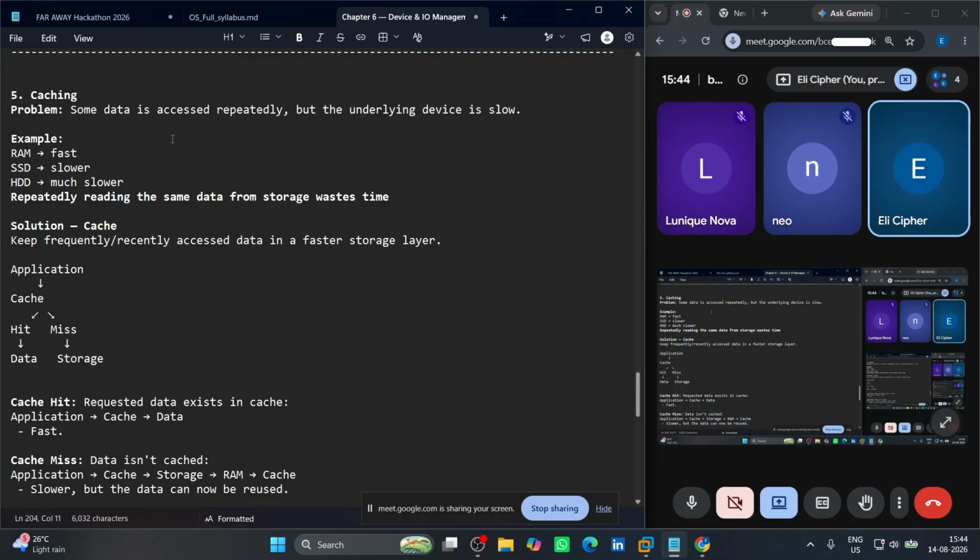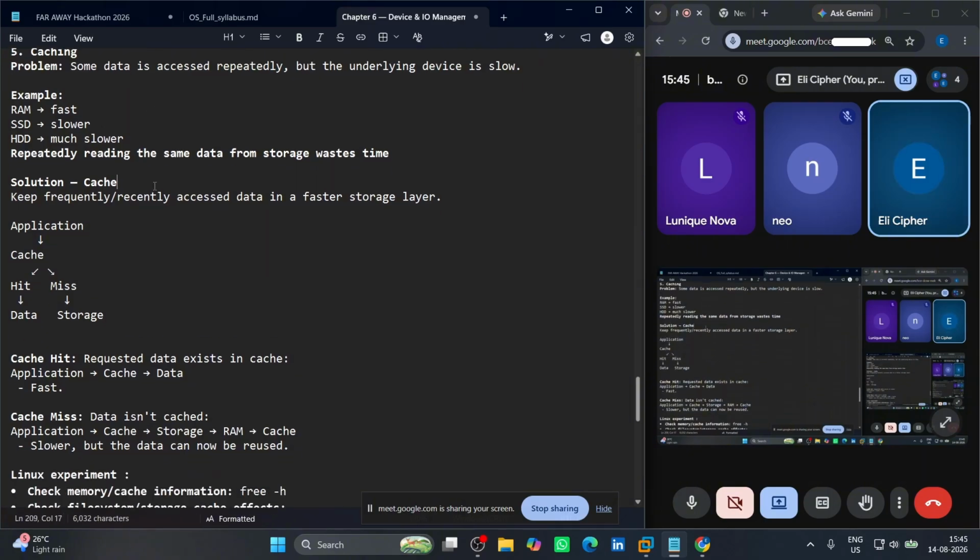Make sure the cache I just told you about, the L1, L2, L3 cache, is different, and this caching is different. Both are different. This is on the software or operating system side, and that caching was our storage, right? Both are different. Don't try to mix them up. Okay, so some data needs to be accessed repeatedly, but the underlying device is slow.